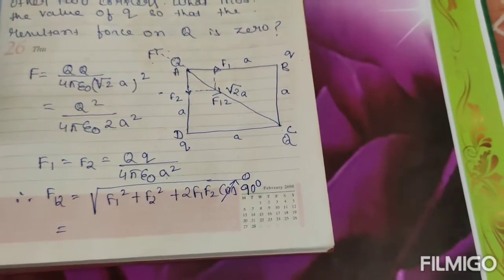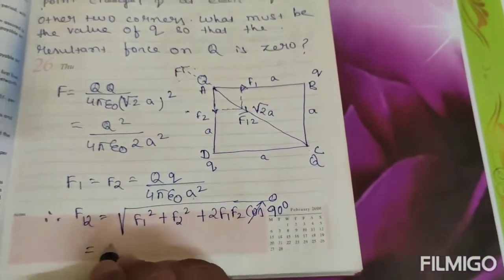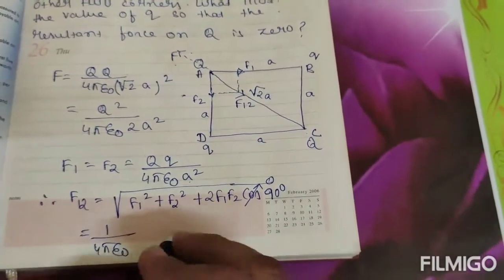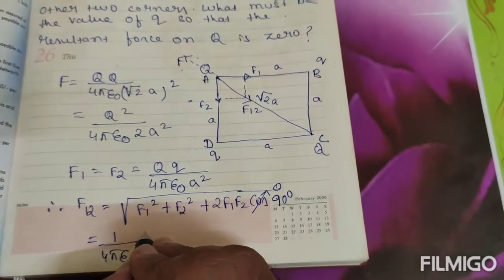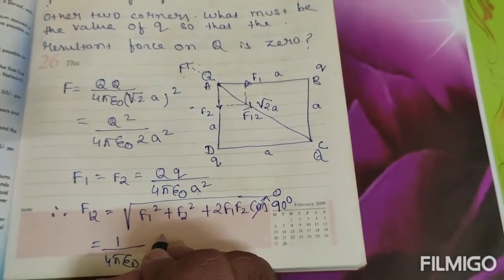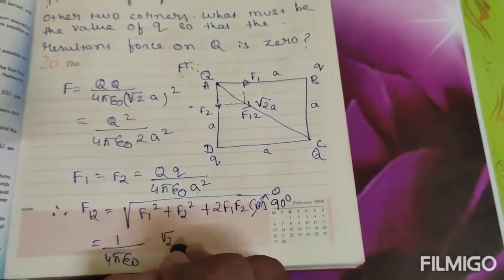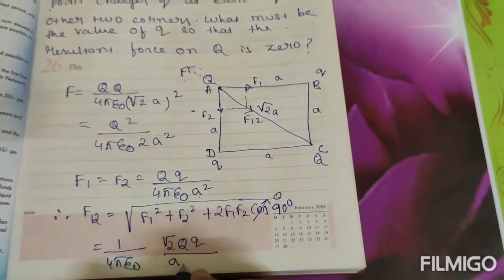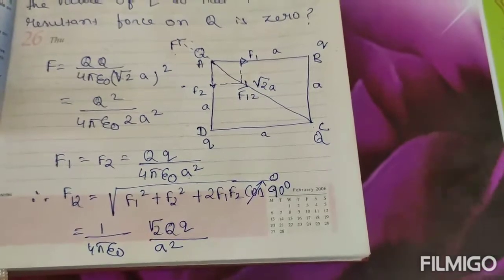as 1 by 4 pi epsilon naught root 2 Q into Q by A square, right?